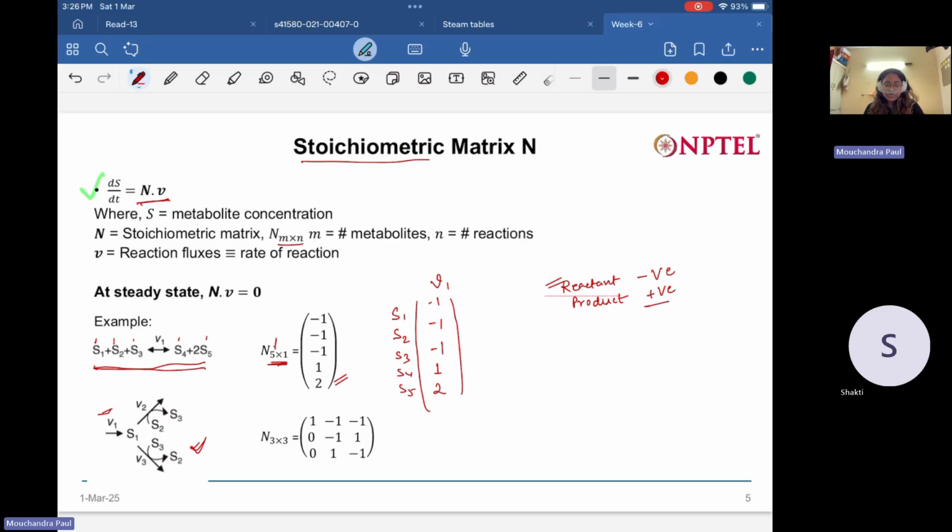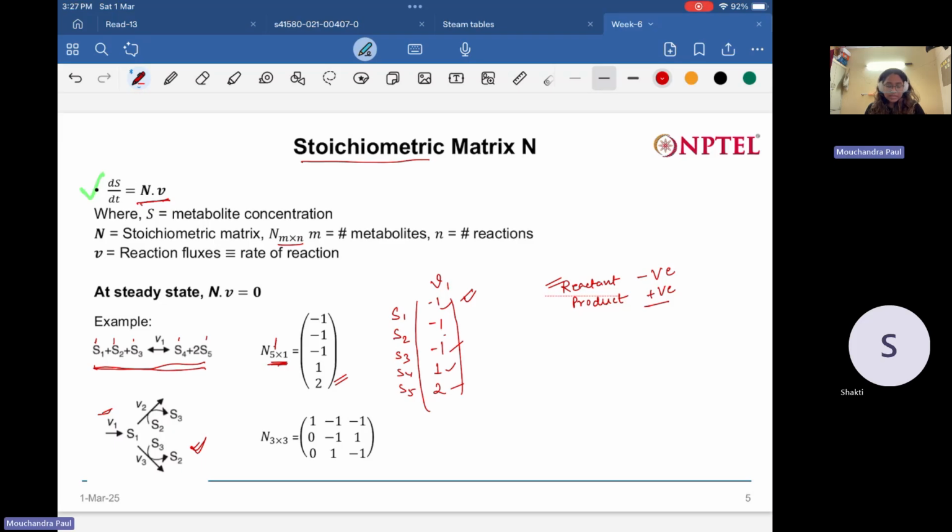So we will form a matrix like this. S1 stoichiometric coefficient is -1, S2 is -1, S3 is -1, like this. S4, since it is on the product side, will be +1, and for S5 it will be +2. So this is very simple to understand when there is only one reaction involved, right? So what happens if you have more than one reaction involved and there are multiple substrates as well? Like you can see, one substrate will participate in multiple reactions.